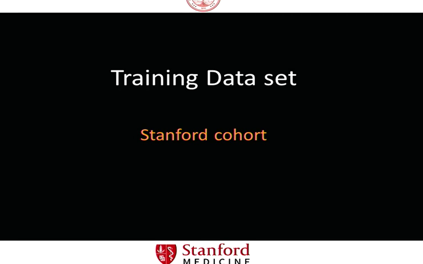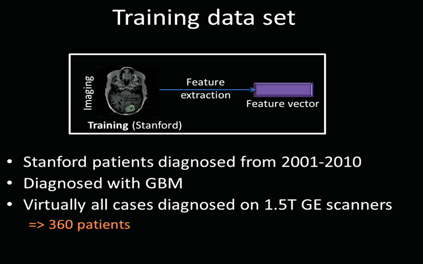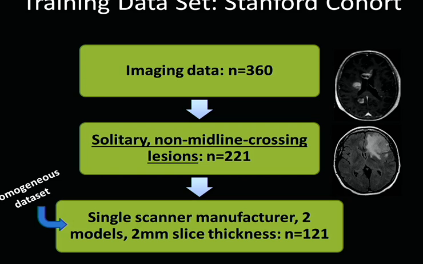So first, we used a Stanford cohort of glioma patients to develop the subtypes. So these are patients that were diagnosed between 2001 and 2010 and got an initial de novo diagnosis of glioblastoma. And virtually all patients were scanned on the same scanner. And this allowed us to select about 360 patients. But we further selected a subset of patients which have solitary non-midline crossing lesions, which reduced the number to 221. And then we selected images with more or less the same scanner characteristics.